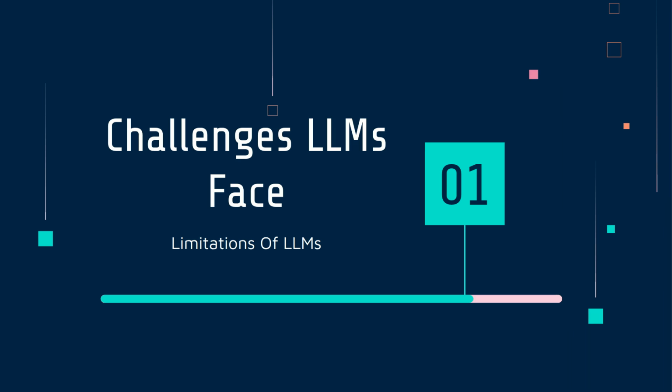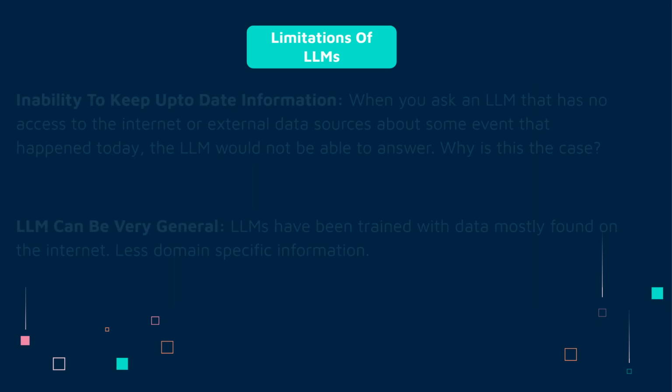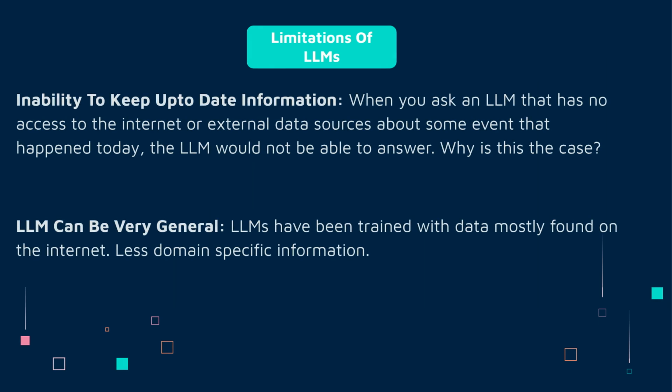So let's first look at the challenges that LLMs face. Let's look at some of the limitations of LLMs, right? One of the things is that they do not have up-to-date information. Back in the days when ChatGPT came out, if you asked it what happened today, it couldn't really tell you. It tells you my knowledge is limited to, I think, say 2020 or something like that.